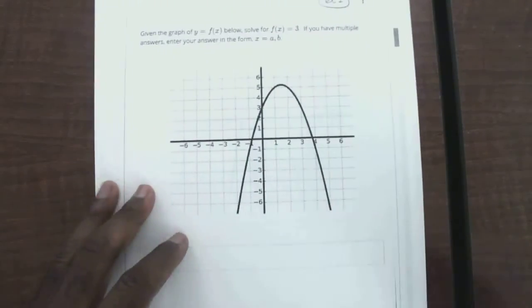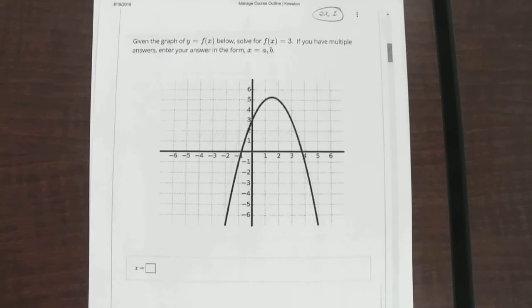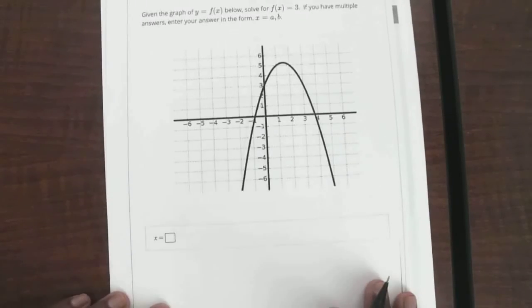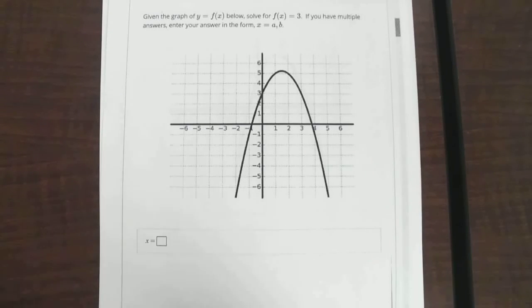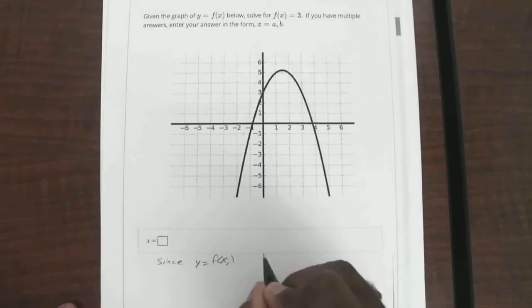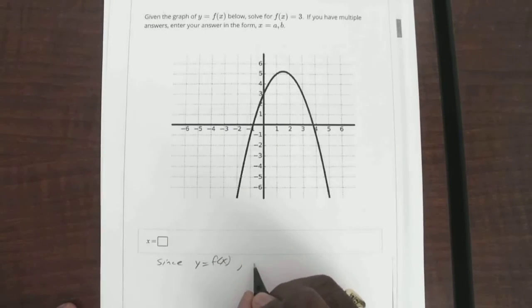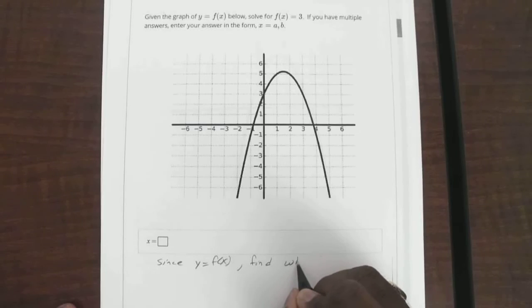Okay, so these are some printouts of how a few of the example problems will look on the homework. So we have this graph y equals f of x. Okay, so we want to know where f of x is equal to 3. Now if we know that f of x is equal to 3, remember y is equal to f of x. Since y equals f of x, we want to find where y is equal to 3.